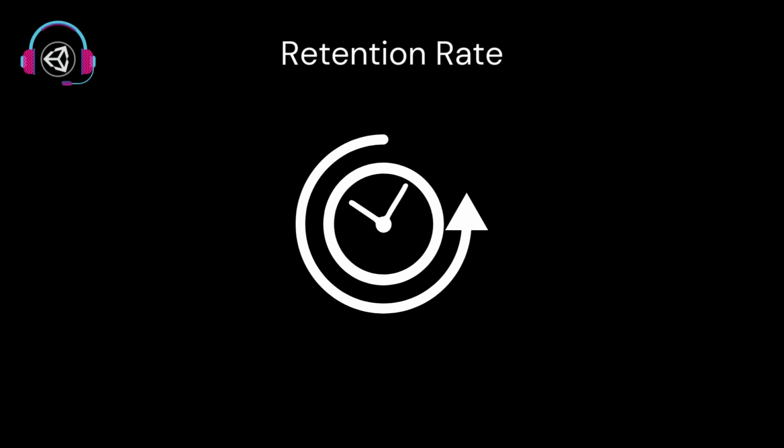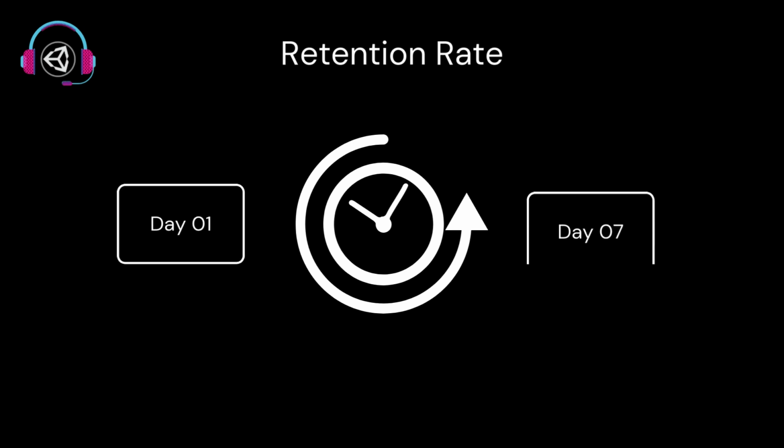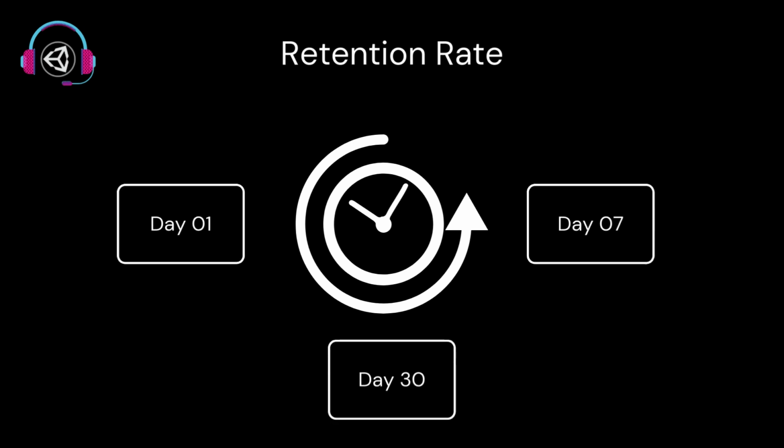Retention rate. Retention rate measures how many players keep coming back to your game after playing it for the first time. It's often tracked over specific periods, like day 1, day 7, and day 30. A game with a 50% day 7 retention rate means half the players who started playing are still engaged after a week. This is a key indicator of how sticky your game is.